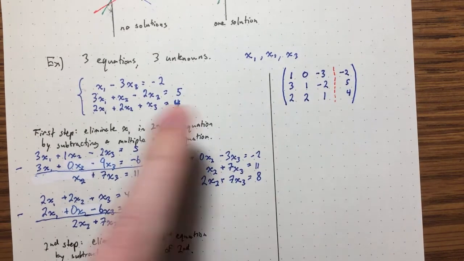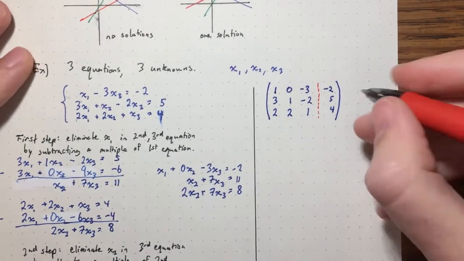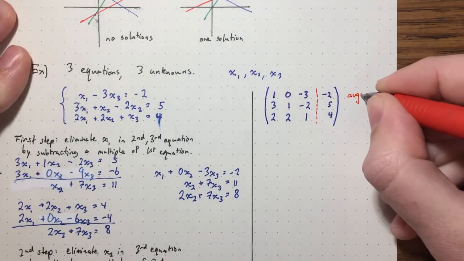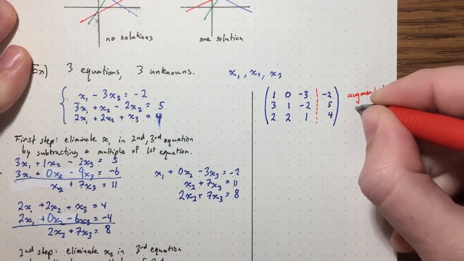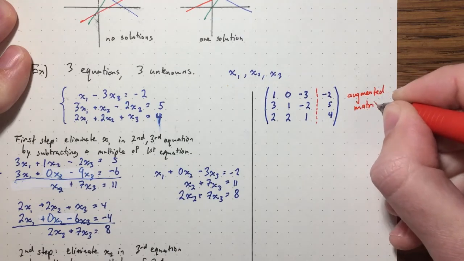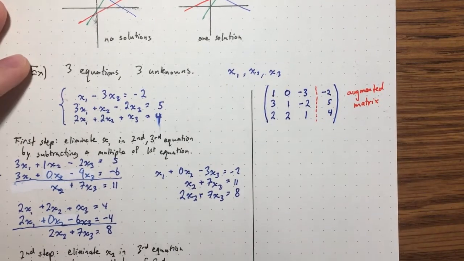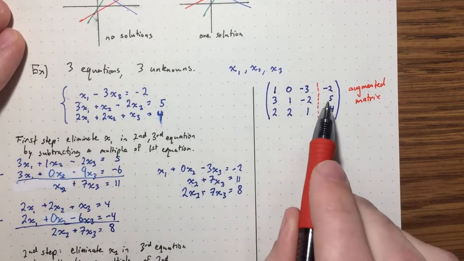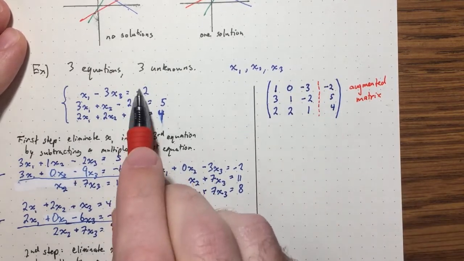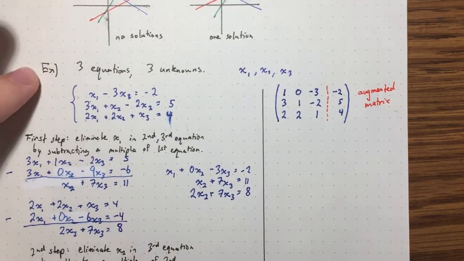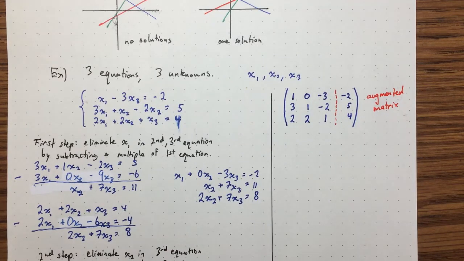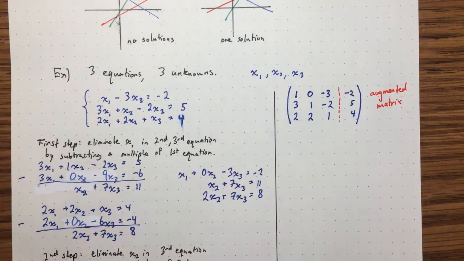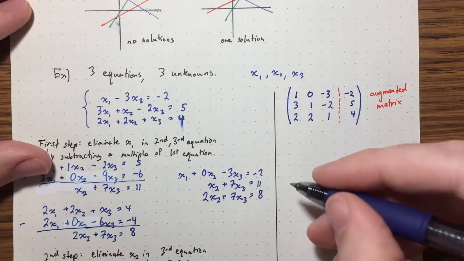This is really what's important for solving the system. This is called the augmented matrix of the system. A matrix is just an array of numbers. This is called an augmented matrix because I'm also sort of tacking on this right side here. And so let's try to retrace our steps by using the matrix.